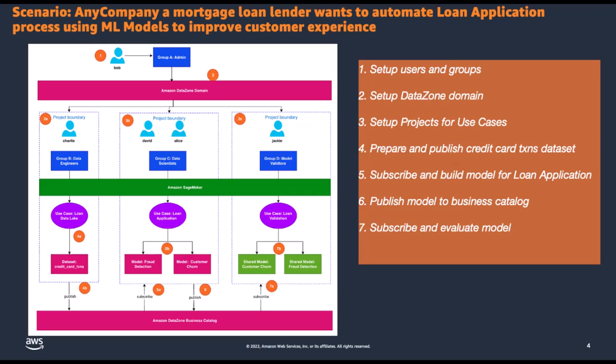Next, data engineer Charlie can prepare datasets and publish datasets such as credit card transactions to the DataZone Business Catalog. Now, data scientist Alice can subscribe to the dataset and build a fraud detection model for the loan application use case. After building the model, they publish it to the Business Catalog for others to consume with subscription terms. Finally, model validator Jackie subscribes to the published models and performs evaluation with a third-party dataset in their own evaluation environment.